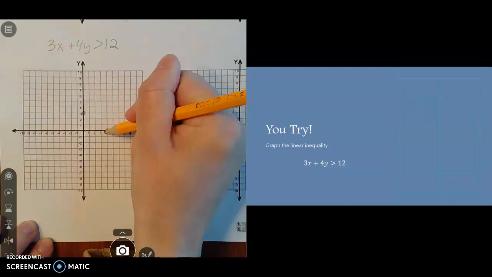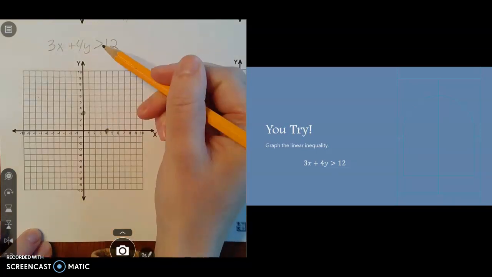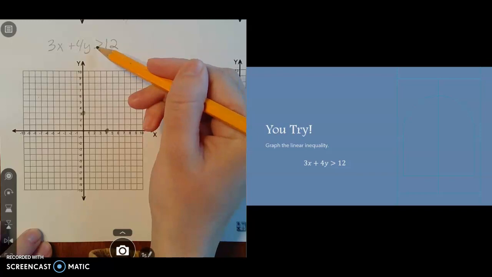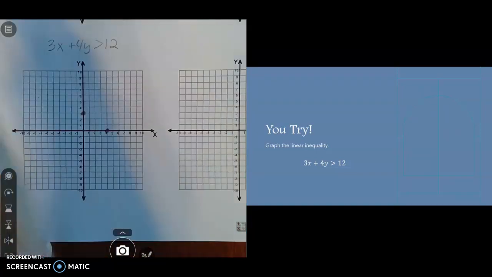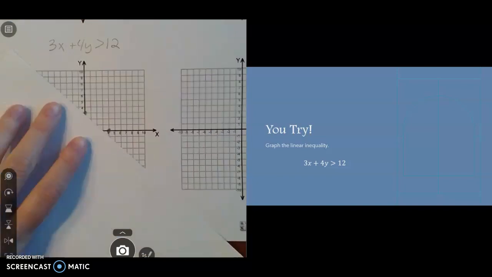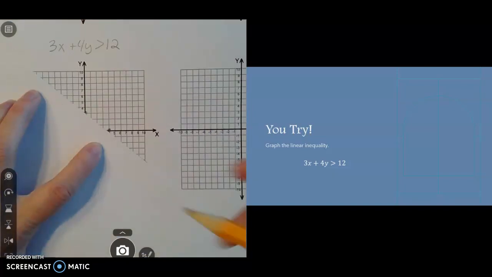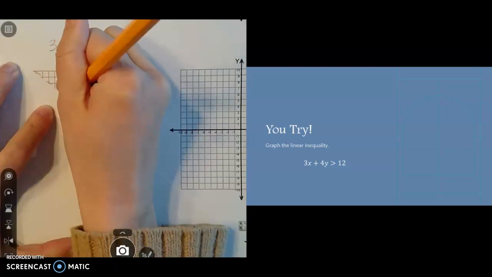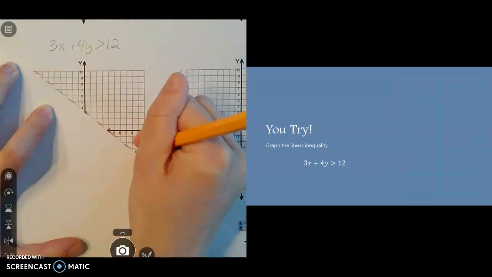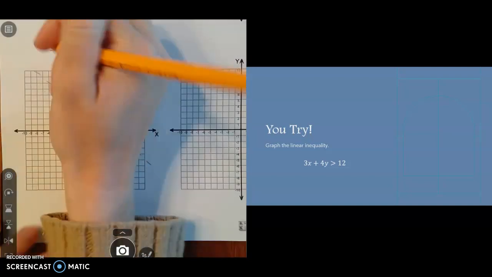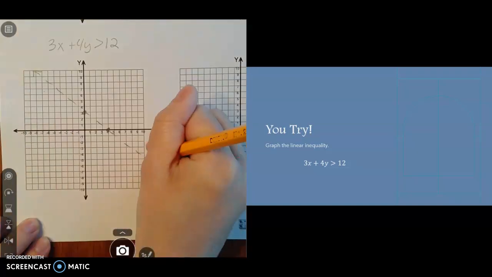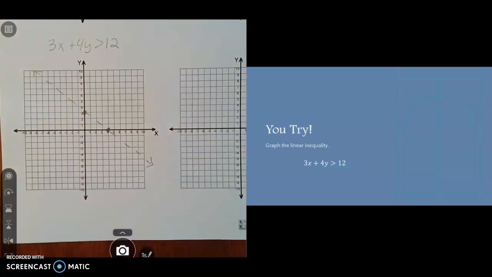Alright, I'll connect my two dots in a second, but I need to figure out if it's a dashed line or a solid line. Because it's just greater than, it's not greater than or equal to, we are going to be using a dashed line, and I'm going to use a straight piece of paper to make a nice straight line. So I'm going to make a dashed line to connect those, because it is greater than, and it's not or equal to, which means that we are not including the solutions on the line. It's just a boundary line for our inequality.